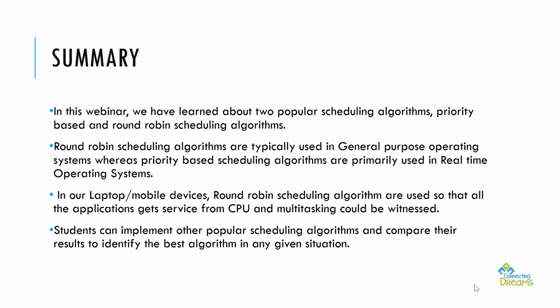In our laptops and mobile devices, round robin scheduling algorithms are used so that all the applications get service from the CPU and multitasking can be witnessed. In mission critical areas such as nuclear power plants, healthcare, aerospace, etc., multitasking is sacrificed to meet the deadlines of certain applications to get the best results in the given time frame. Students can implement other popular scheduling algorithms and compare the results to identify the best algorithm in any given scenario.